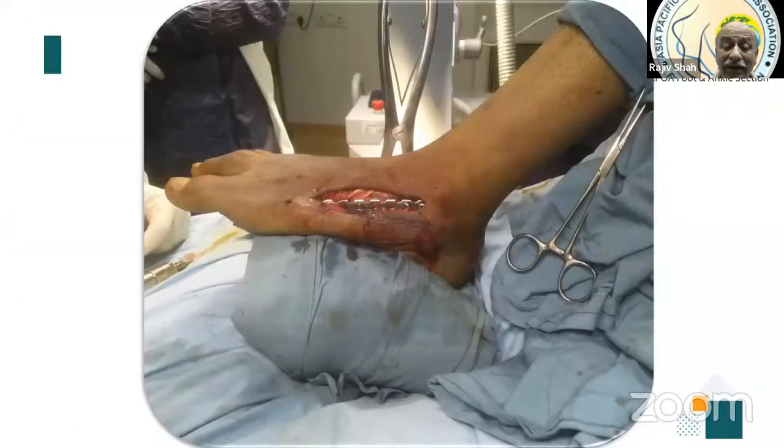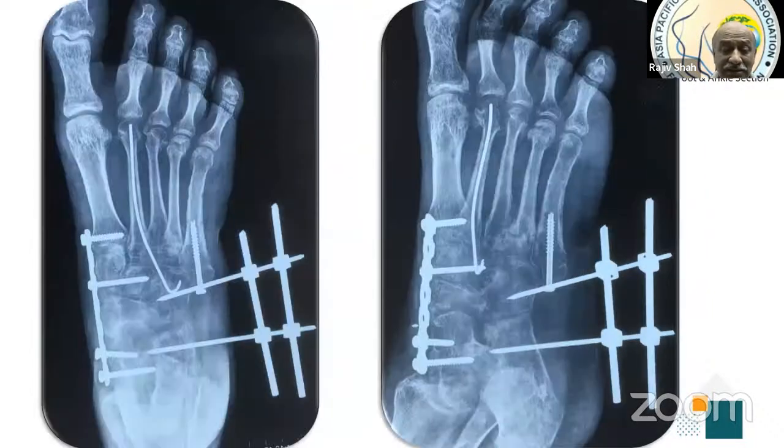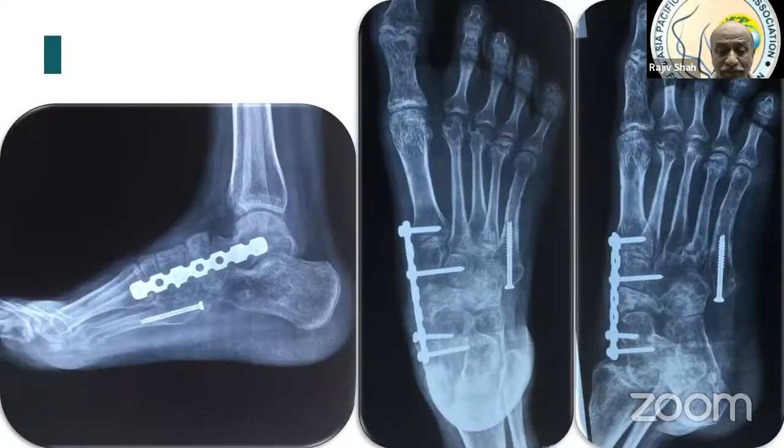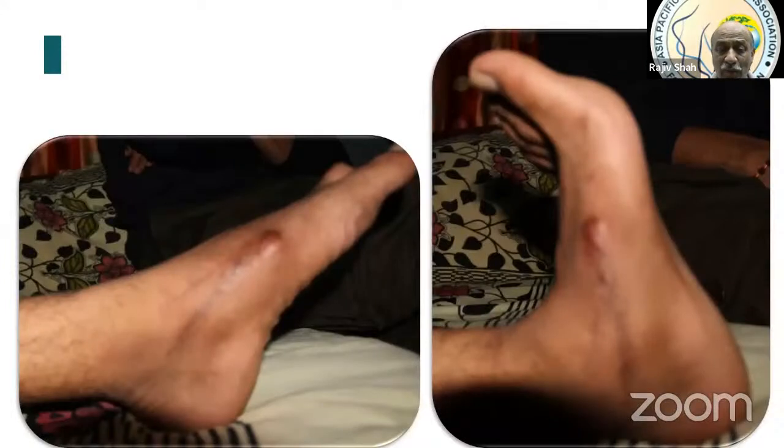And then a medial spanning plate was put, which was a joint sparing plate, and the second MT was fixed. There was a lateral distractor which was continued for 4 to 6 weeks, and a CC screw was fixed for a fifth metatarsal base. This went on to unite and the distractor was removed, and this is how the picture looked, and this was the end result.